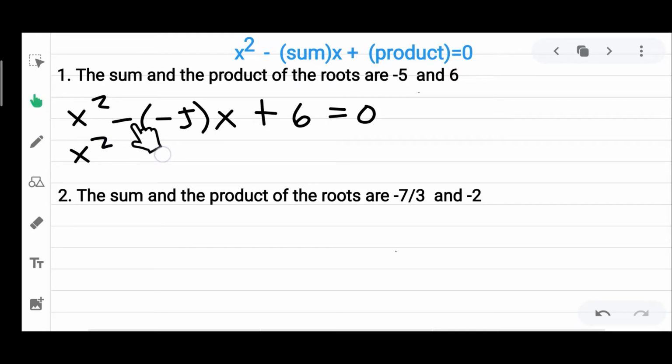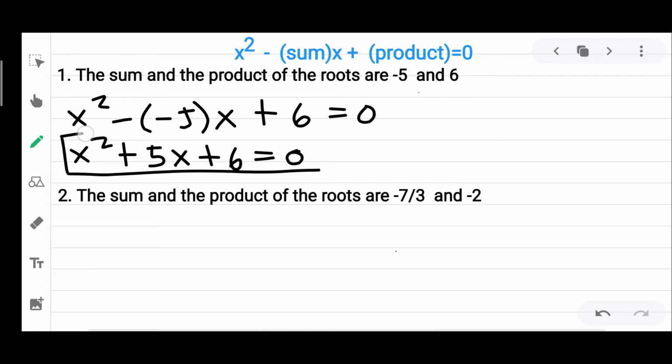So, bring down x squared. Alam natin na when we multiply, kapag the same sign, positive. Okay, so negative times negative 5, the answer is positive 5. Then bring down x. So, i-bring down na lang natin to. Plus 6 equals 0. And this is our quadratic equation na may sum and product of the roots of negative 5 and 6.